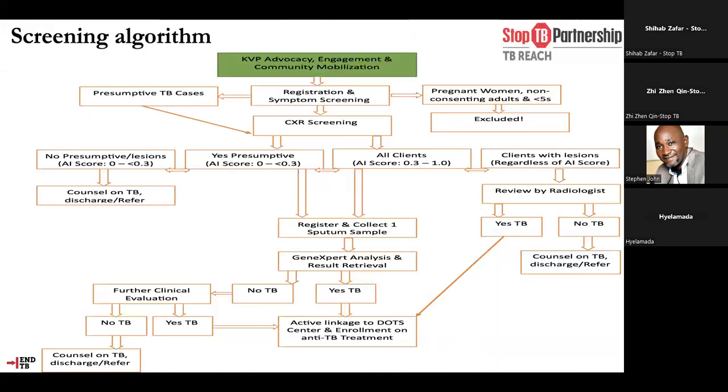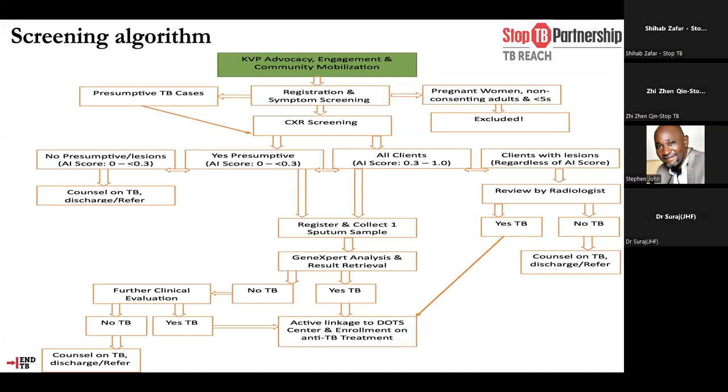the screening system. So here we have our algorithm. In this algorithm, you will see the advocacy and engagement of key and vulnerable populations is the first step. After the entire advocacy process and engagement, it all starts with the mobilization of the community for screening. When this is done, everybody comes through a registration and symptom screening point. This is done in order to identify pregnant women, non-consenting adults, and under-fives, who are excluded.